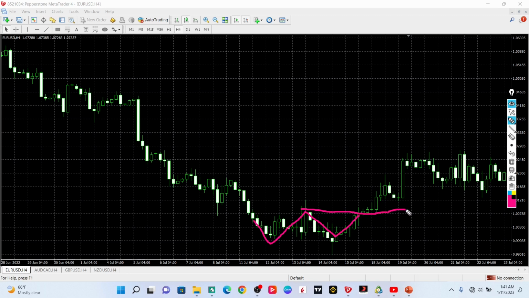So as you see here, we didn't get that much of a perfect retest here, but if you entered from here and put a stop loss here, you would have gotten the wave up. Okay.